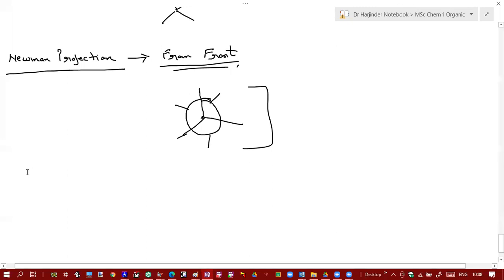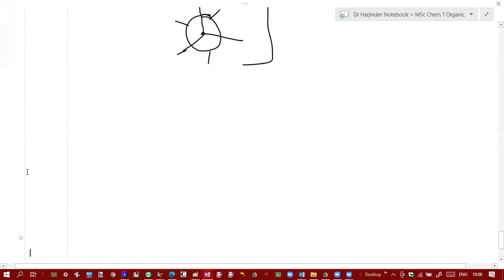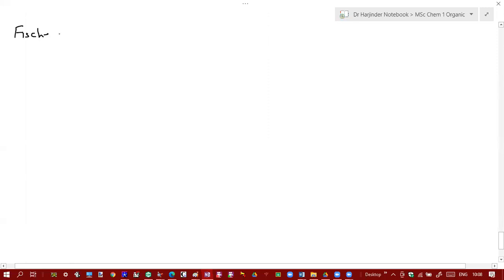So now let us see how to convert Fischer projection into Sawhorse and Newman projections. So let us convert, first of all, Fischer projection into Sawhorse projection. Do you remember how we convert them? Suppose this is your Fischer projection.